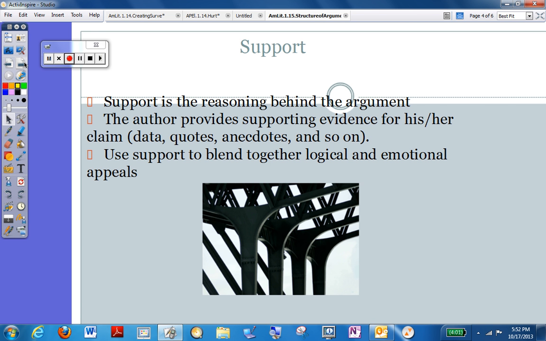Support. Support is the reasoning behind the argument, and you as the author are going to provide supporting evidence for your claim in the form of data, quotes, anecdotes, and so on. And usually the most reliable support is going to be support based on evidence and data and logical reasoning. Less convincing support could be based on, say, an appeal to your personal prestige as an expert, or even citing other expert testimonies, and usually the least reliable ends up being an appeal to emotion, what we call pathos.